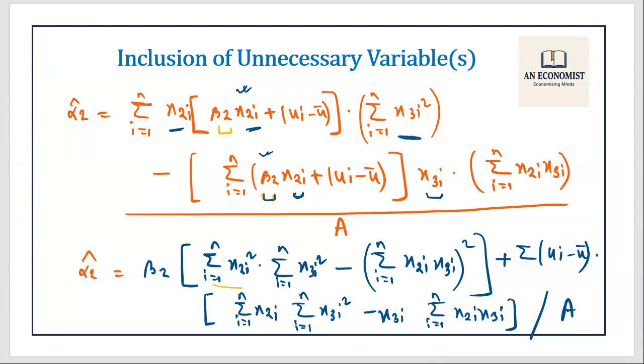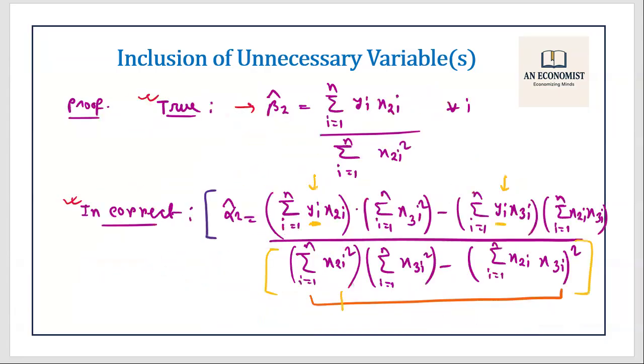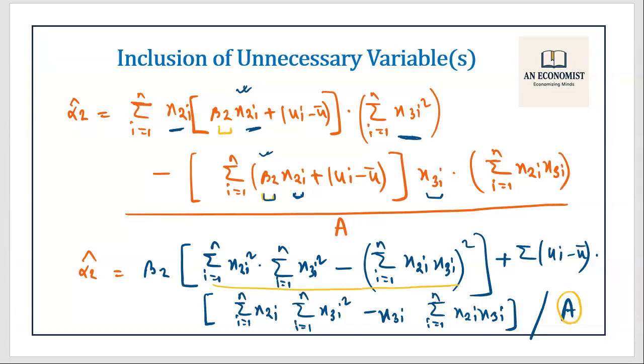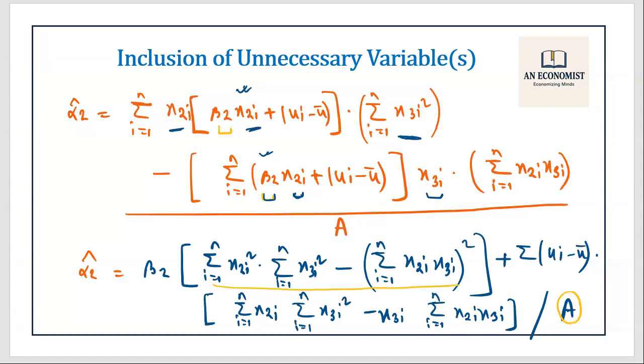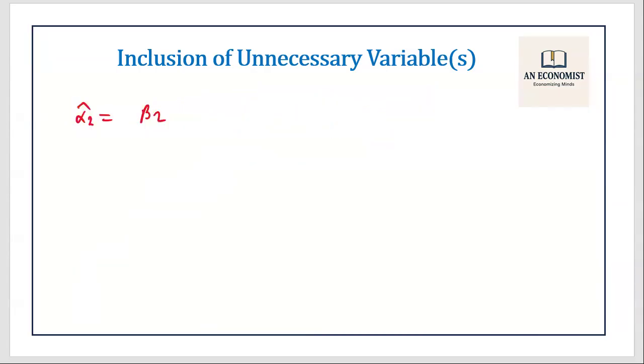Now what you can see here is that this entire term is exactly the same as a: summation x2i square, summation x3i square minus summation x2i x3i whole square. So the same term is there, and up and down, you can cancel them out. It will be alpha 2 cap. If you cancel out, you will be left only with beta 2. So beta 2 will be out and this term will cancel out with this a. So it will be simply beta 2 and the next term will be as it is.